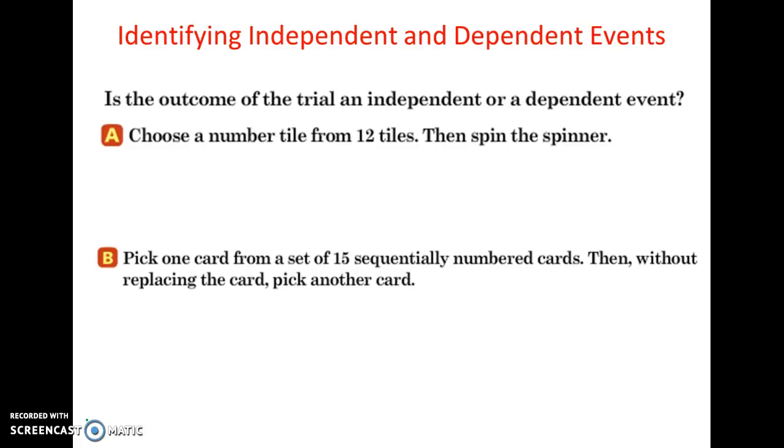on something else happening. So if you choose a number tile from 12 tiles and then you spin a spinner, does what tile you choose depend on what you spin? Those are two separate events. They don't relate to one another, so this would be independent.